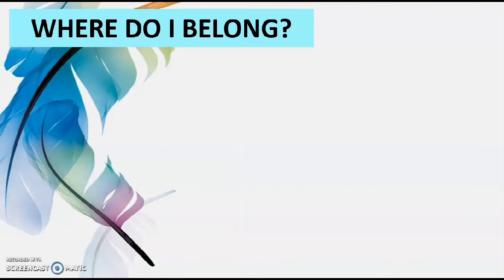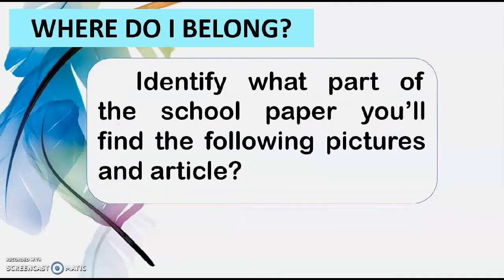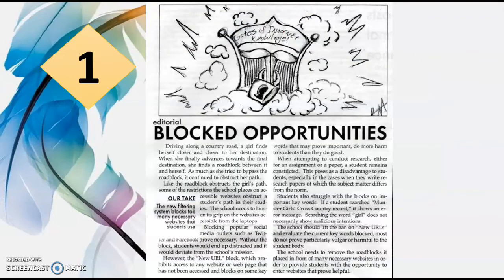Now let's have another activity. For this activity, you'll have to identify to what part of the school paper you'll find the given picture or article. You're given 5 seconds to identify. Write your answers on a clean sheet of paper. Let's now have number 1.